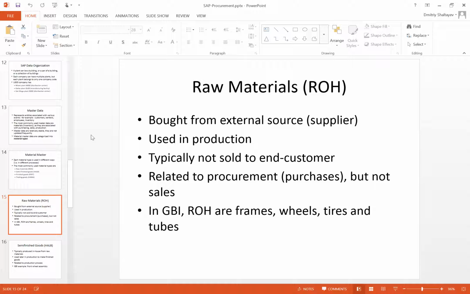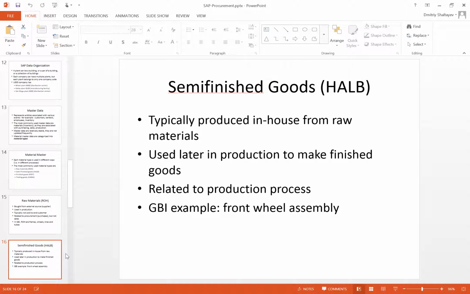So typically, raw materials participate in purchasing transactions. They typically do not participate in sales transactions, and once purchased, they later become a part of production. So every time I have a release of inventory from the warehouse to the production floor, raw materials should be part of that. So examples right here: frames, wheels, tires, tubes, etc. So raw materials.